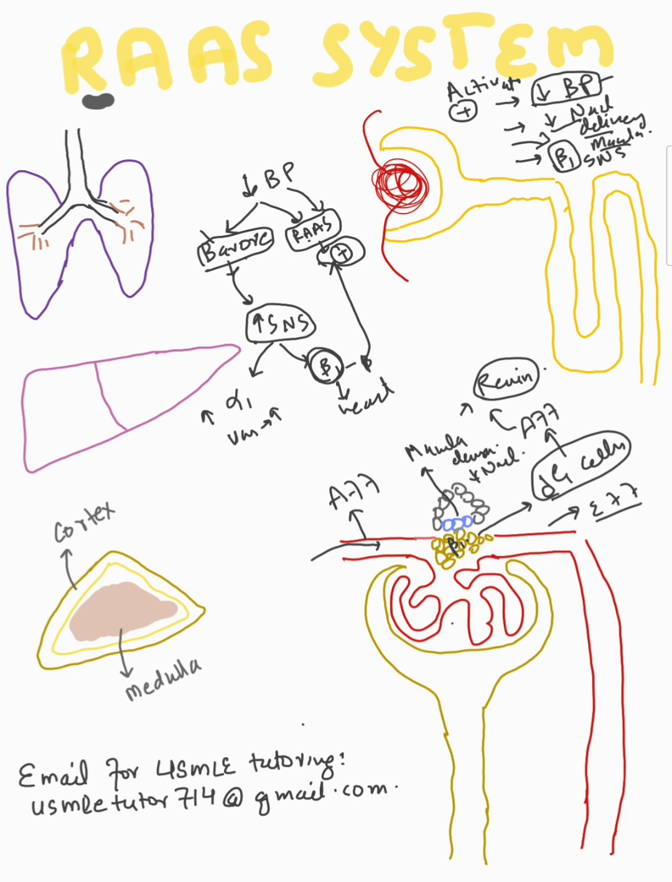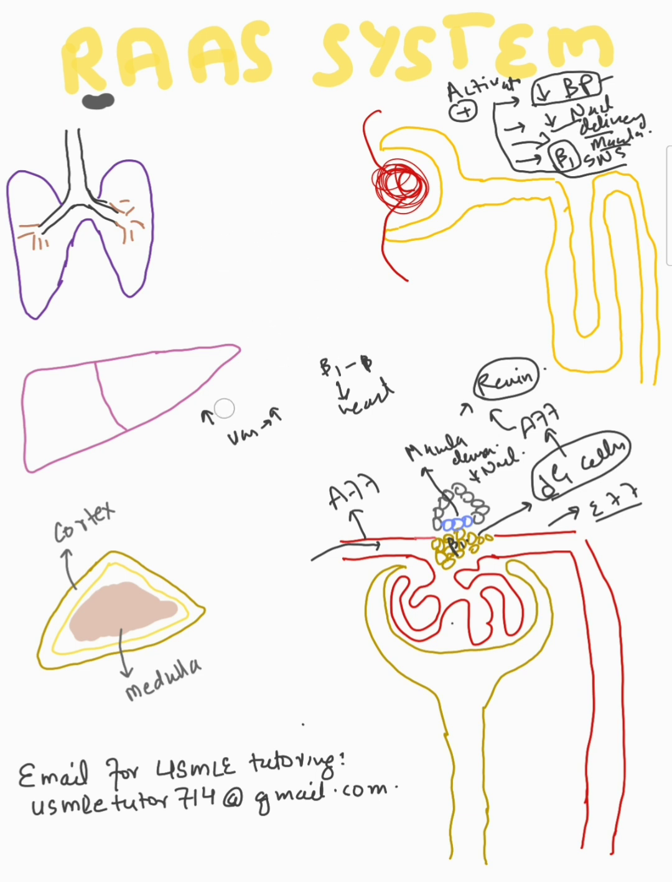So now let's talk about what happens. So these are all the stimulators, the activators that we talked about. Now let's see what happens when it gets activated. So let me just erase this area here and talk about what happens when the renin is released. Once the renin is released, you need to know that the liver synthesizes something called angiotensinogen.